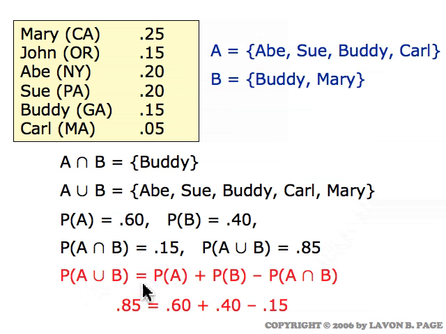But remember, we also have this formula. The probability of the union, the 0.85, can also be obtained by adding the probability of A and B separately, the 0.60 and the 0.40, and then subtracting off the probability of the intersection.